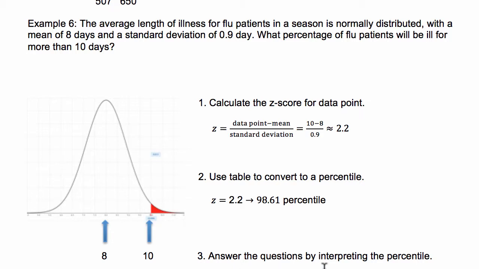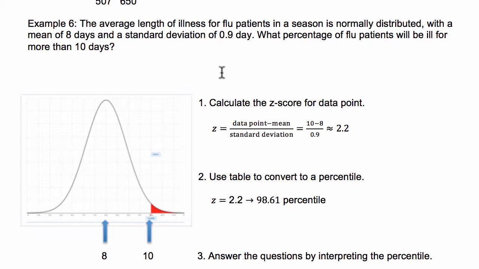The fact that the data point of 10 is in the 98.61 percentile means that 98.61% of the data, the vast majority, is less than or equal to 10. In other words, 98.61% of all patients will recover in 10 days or less.